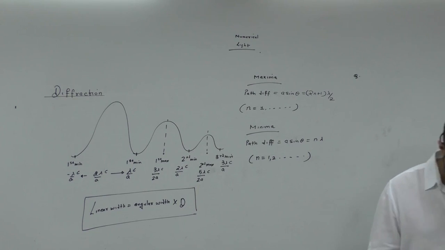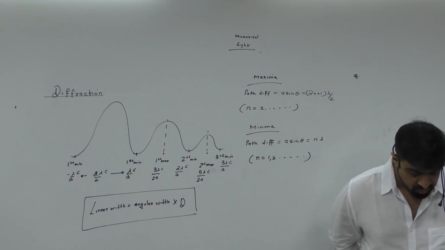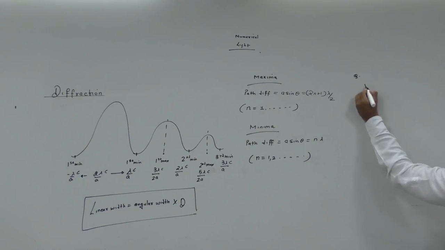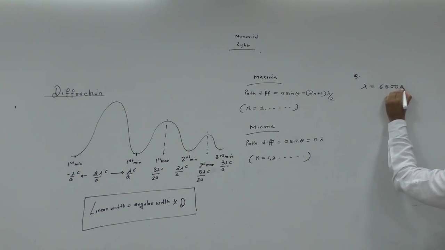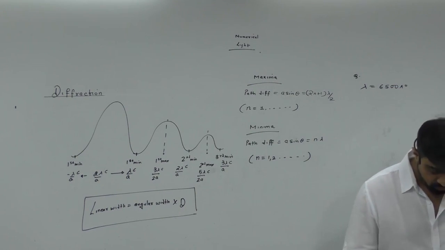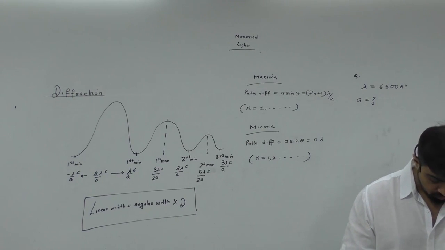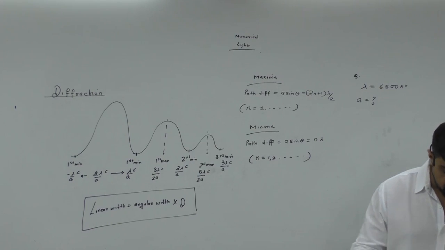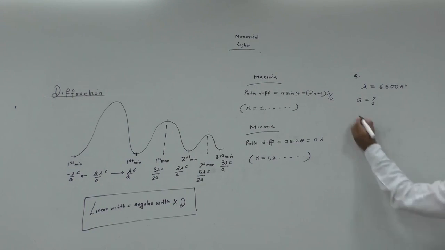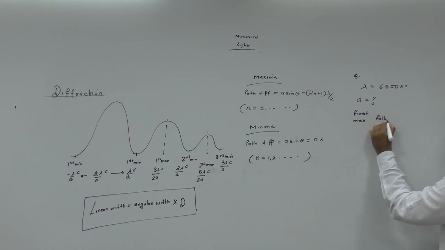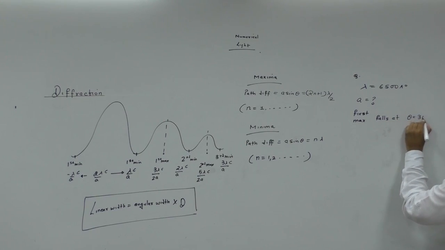Third question. The wavelength of the light is 6500 Armstrong. What will be the value of a? a means the size of the slit. If the first maxima falls at theta equal to 30 degrees.